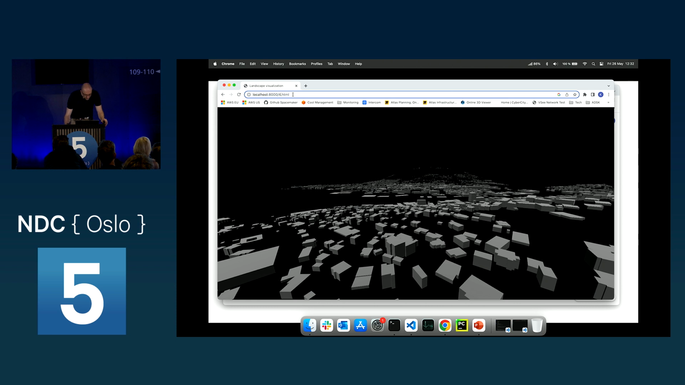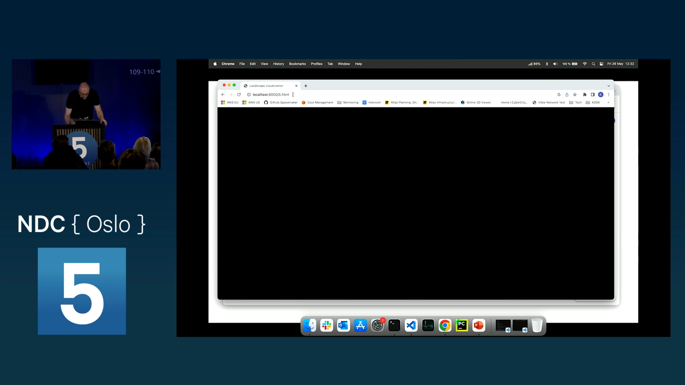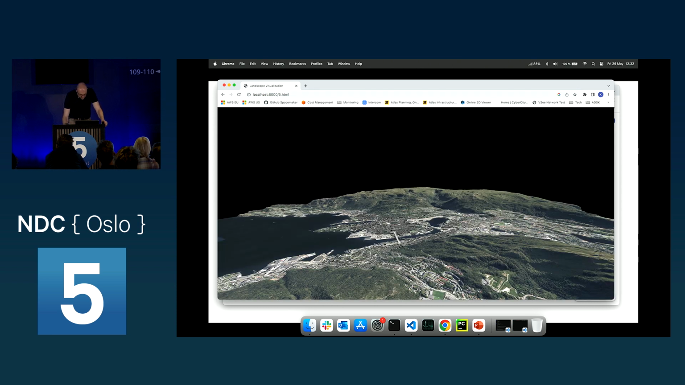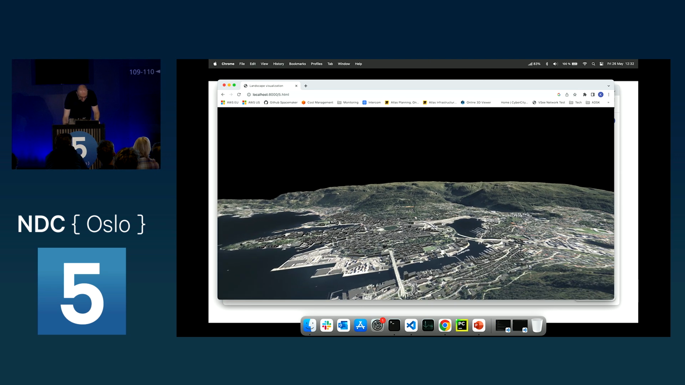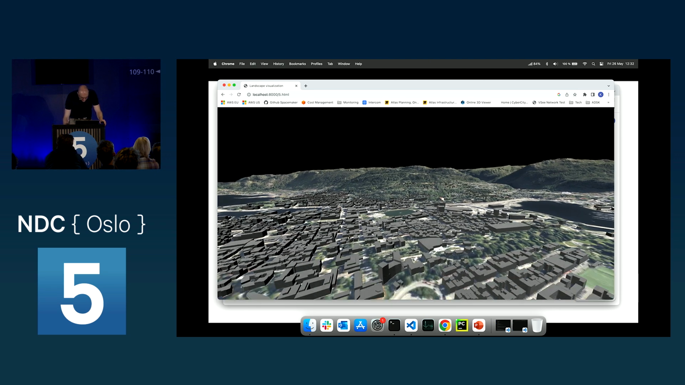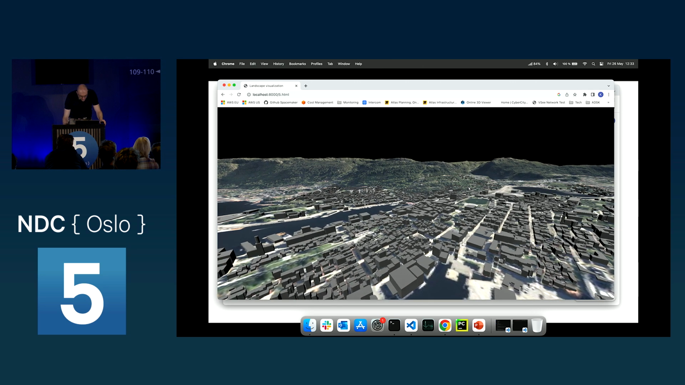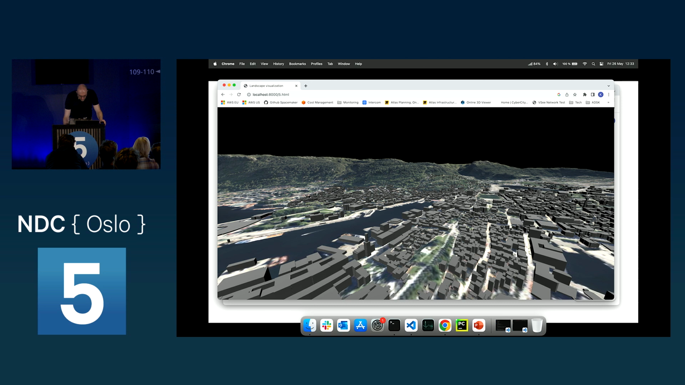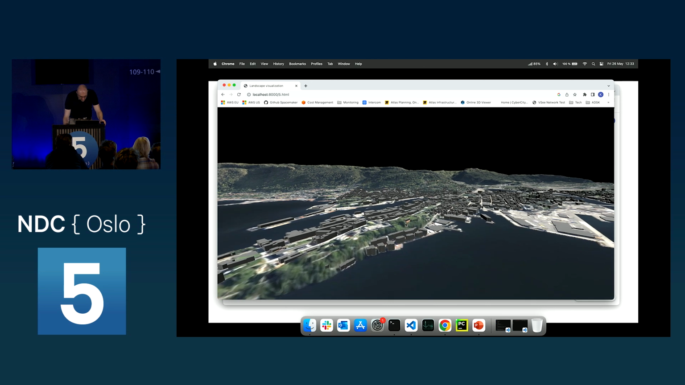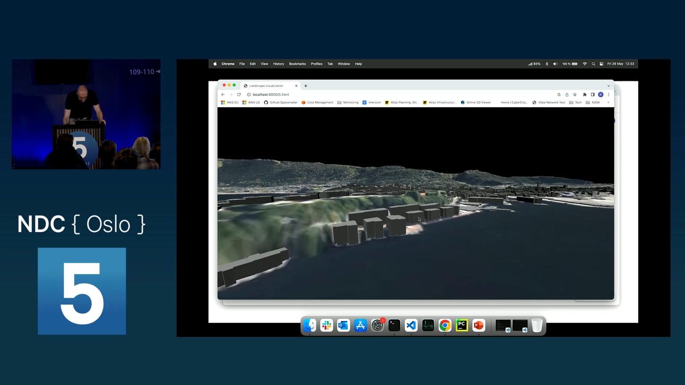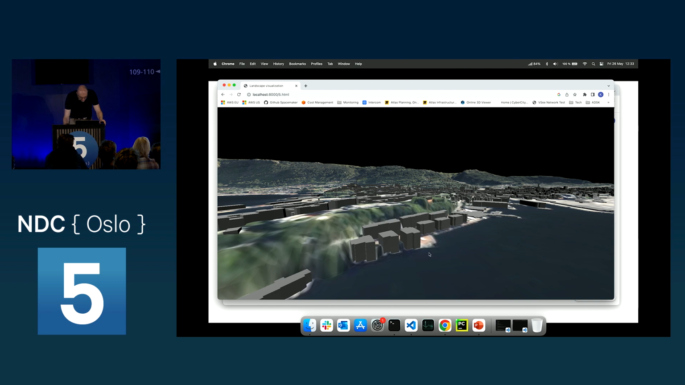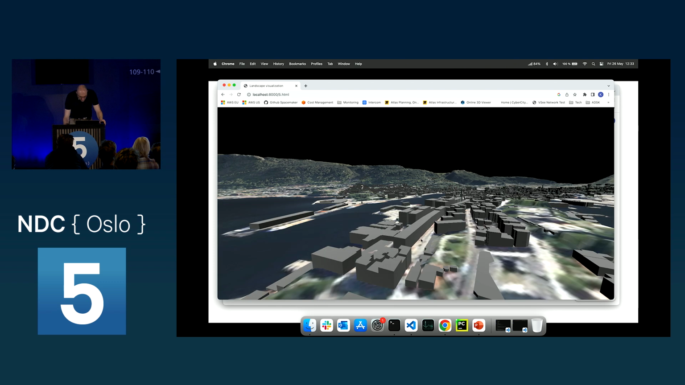Okay, let's have a look. What happens if we add the terrain? We are here, back in Bergen. It's sunny and nice, and we have buildings on top of the terrain mesh. So this is how it looks. And as we see, the matching is not too bad. The buildings are not in the sea, they are just at the seafront.